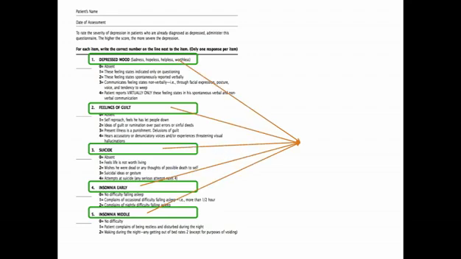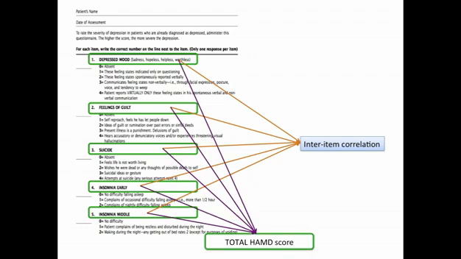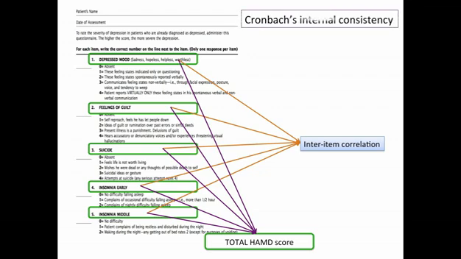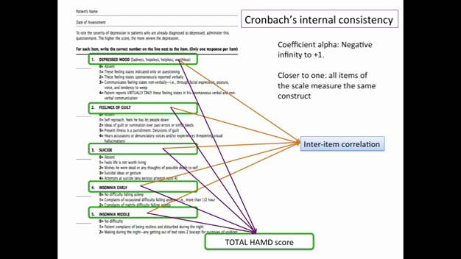In any reliable scale, the individual items should all measure the same thing. So they should be correlated with one another. This is called inter-item correlation. Similarly, the individual item scores should also correlate well with the total score obtained from the scale. These relationships are captured by Cronbach's alpha or internal consistency. The alpha coefficient varies between negative infinity to plus 1 theoretically. Values close to plus 1 suggest high degree of internal consistency.